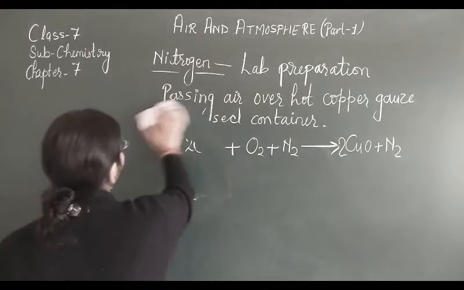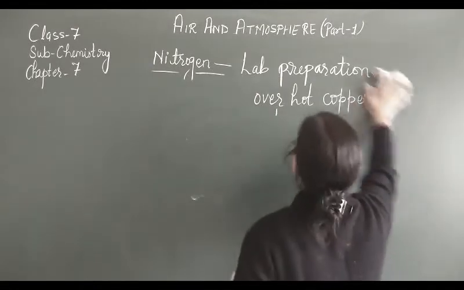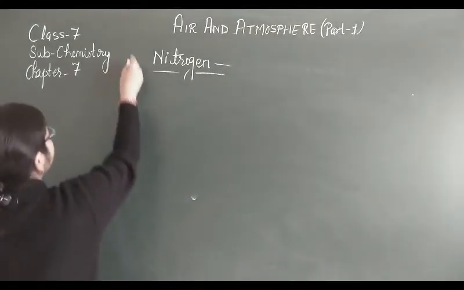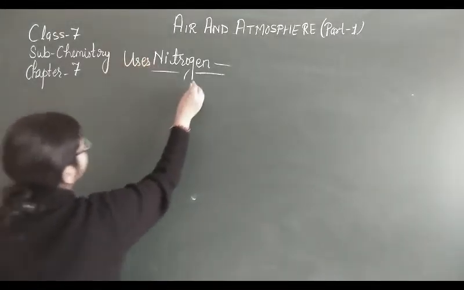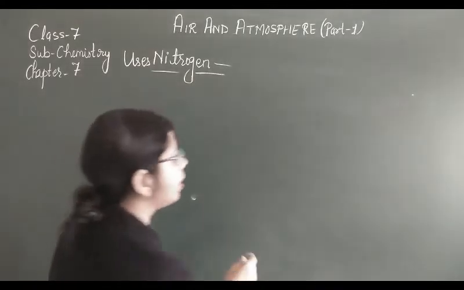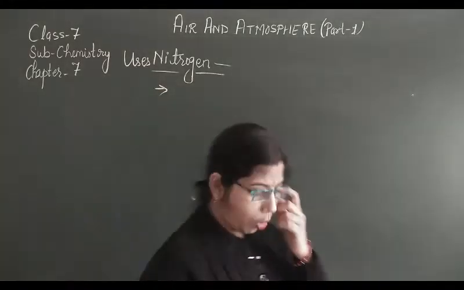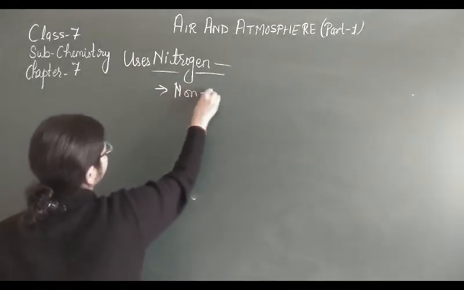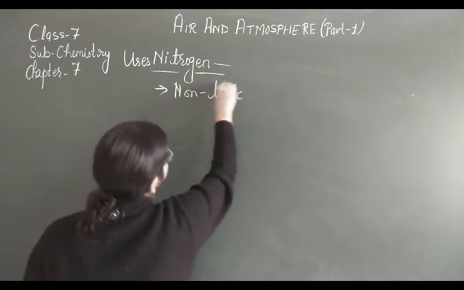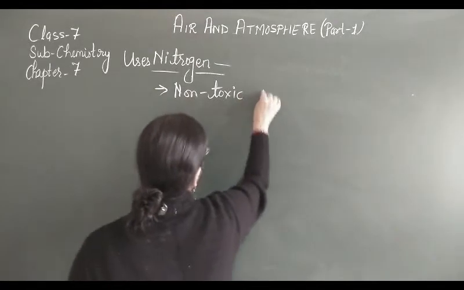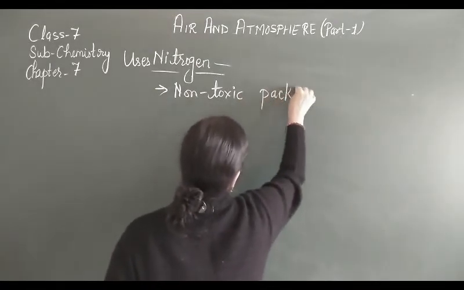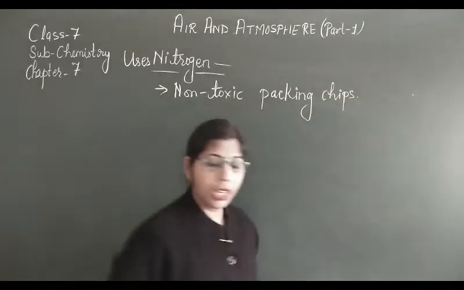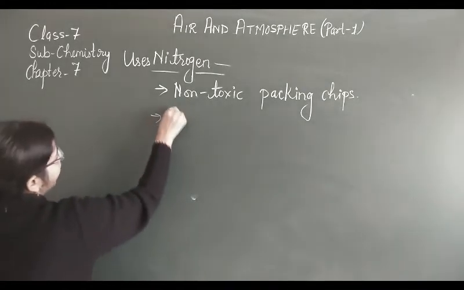Now let us see the uses of nitrogen. That means where nitrogen is utilized and why. Nitrogen is widely utilized for packaging items. That means it is non-toxic, hence it is used for packing items, such as chips and food items. It is also utilized for manufacturing chemicals.